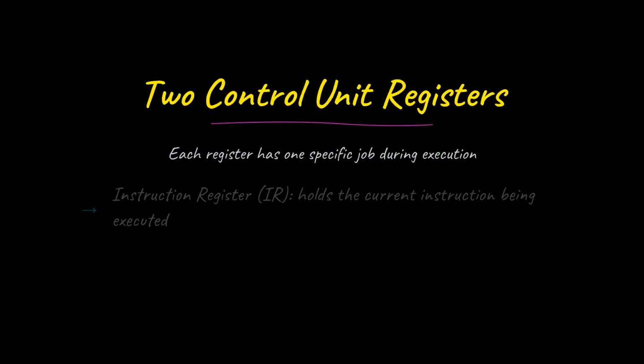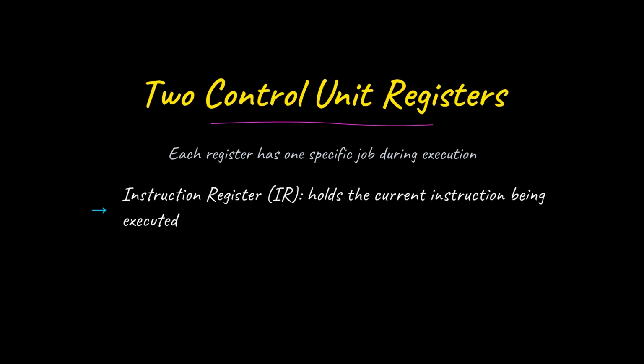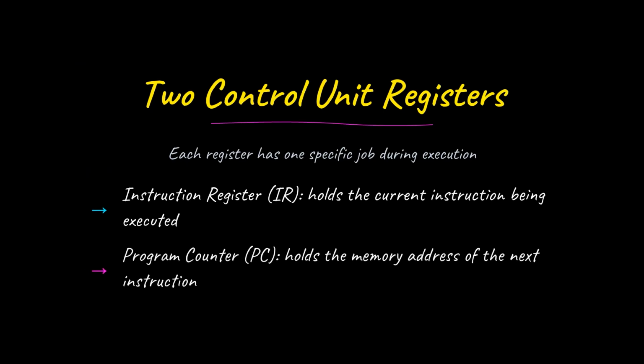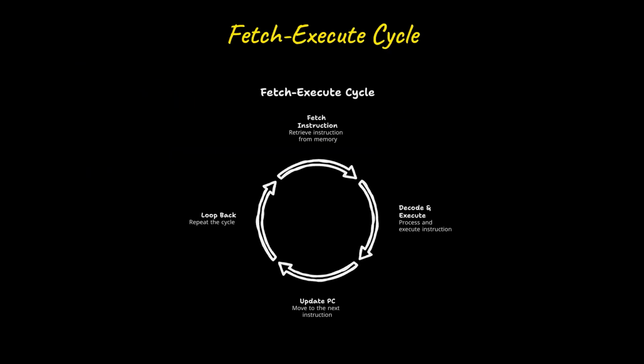The instruction register holds whatever instruction the processor is working on right now. It is the holding spot the control unit reads to decode and execute. The program counter looks ahead, storing the memory address of the instruction that will run next, so the processor never loses its place. At the start of each fetch-execute cycle, the processor reads the address stored in the program counter to fetch the next instruction from memory into the instruction register.